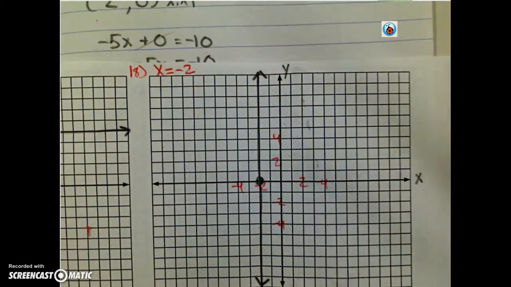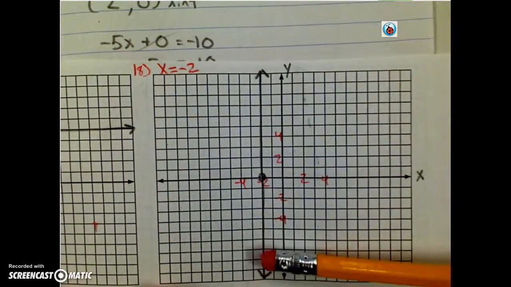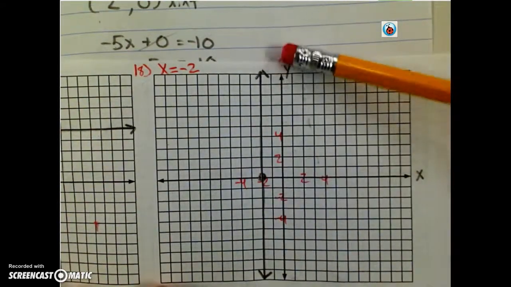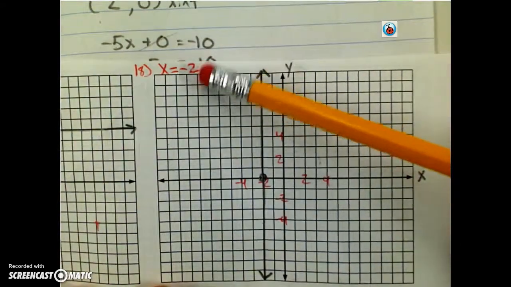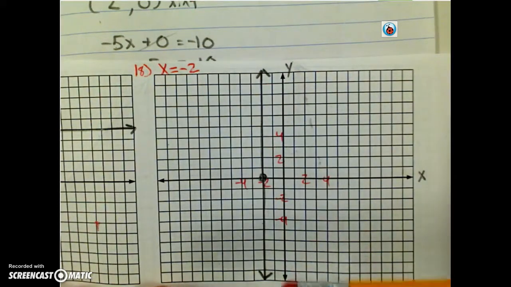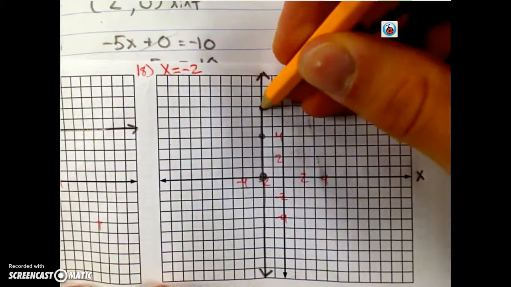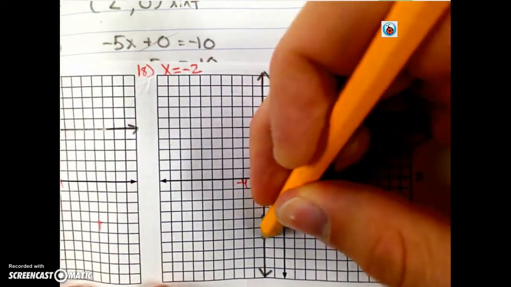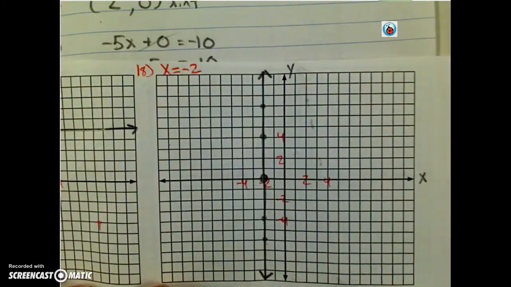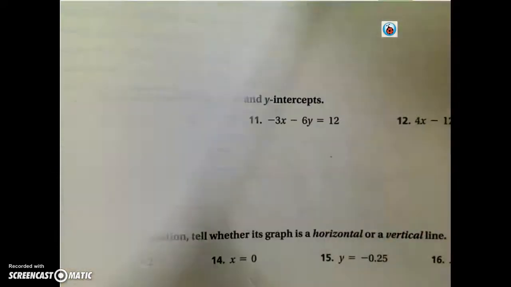We can see that my y values change. They go up forever and down forever, and x is negative 2. No matter which point you pick on this line, my x coordinate is always going to be at negative 2. All right, and that is this page. A couple problems from each.